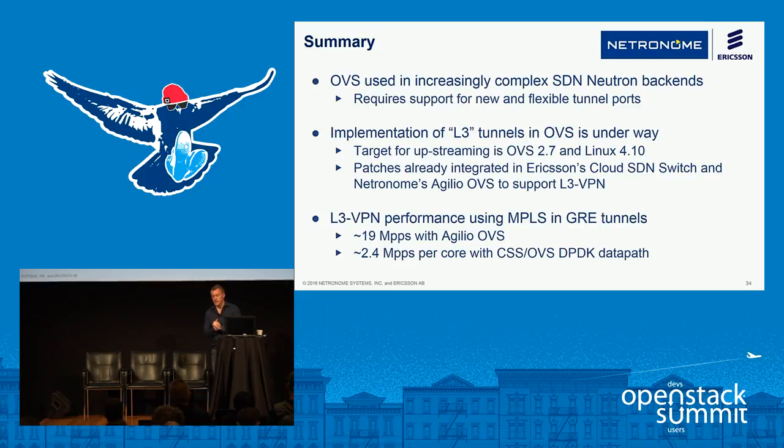And then we took a look at the performance numbers, where with hardware offloading we were able to get around 19 to 20 million packets per second. And the Cloud SDN switch without hardware offloading was seeing around 2.4 million packets per second on a DPDK-enabled data path.